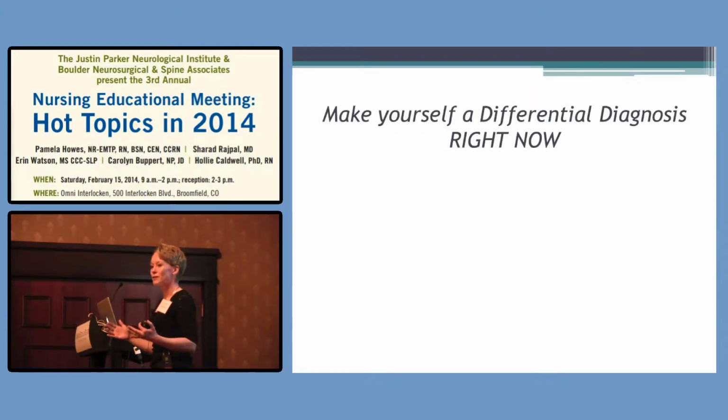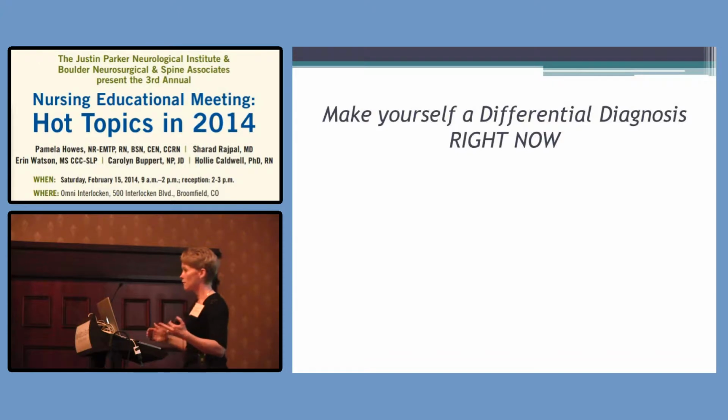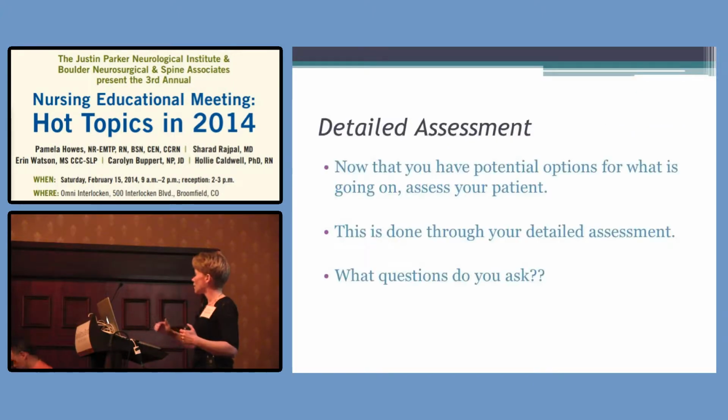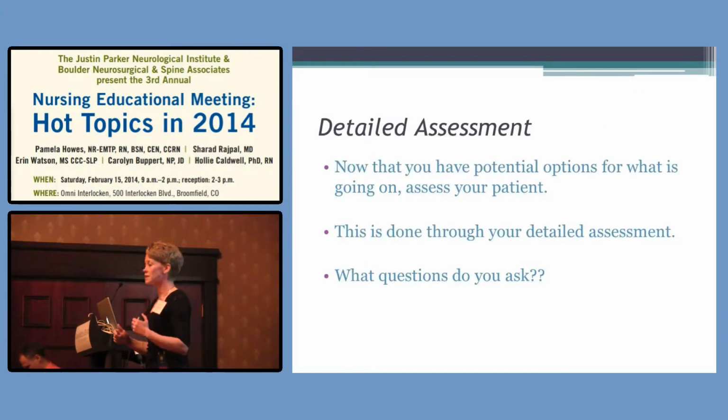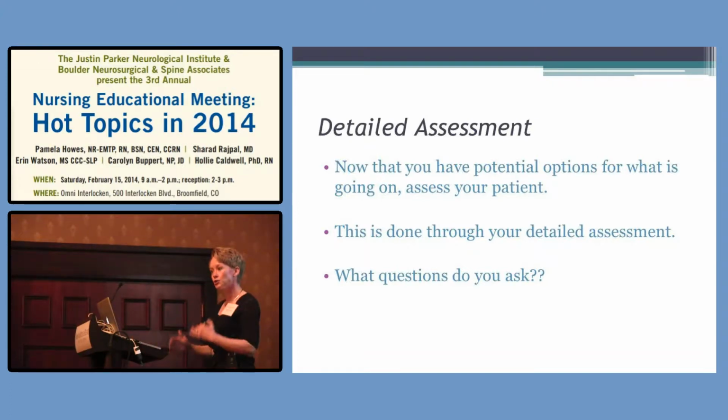So then you make your differential diagnosis. Okay, my patient has these complaints. I think she's not sick. So these are the things that could be going on with her. Versus, holy cow, they're halfway dead in the bed. They're definitely sick. I need to move quick. Okay? So now you do your detailed assessment. I have time. I don't have a super sick, life-threatening, sick or injured patient. I can do my assessment.